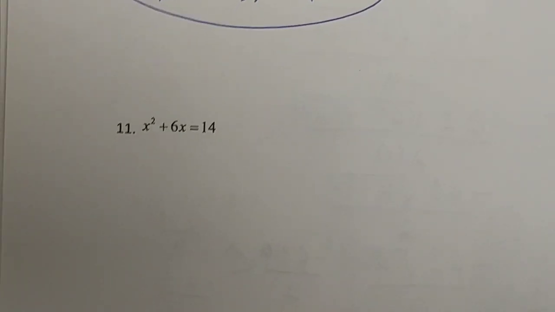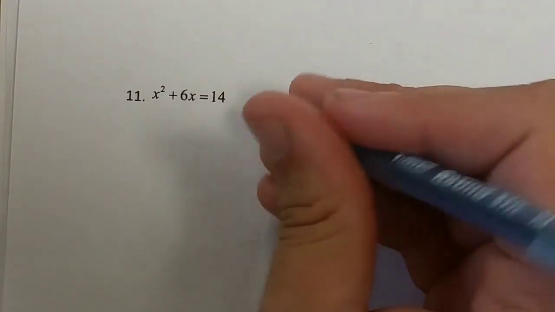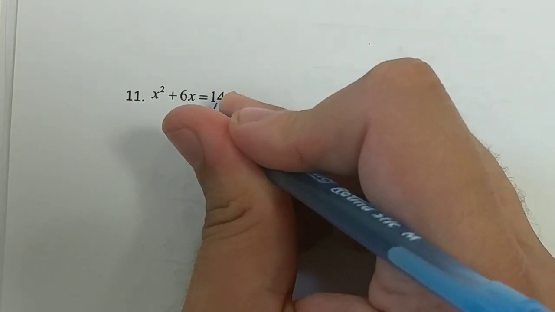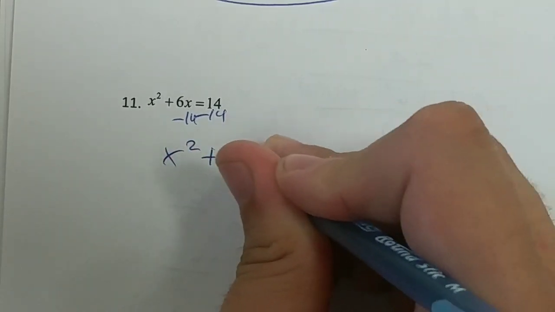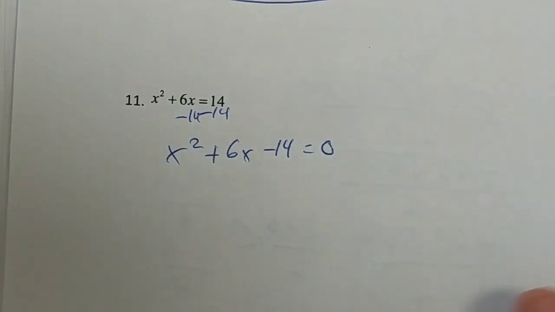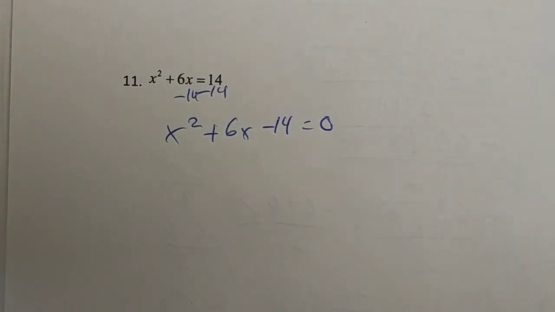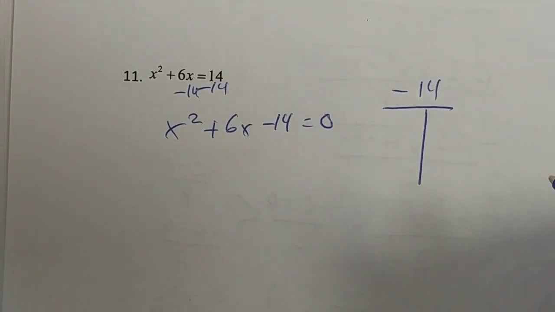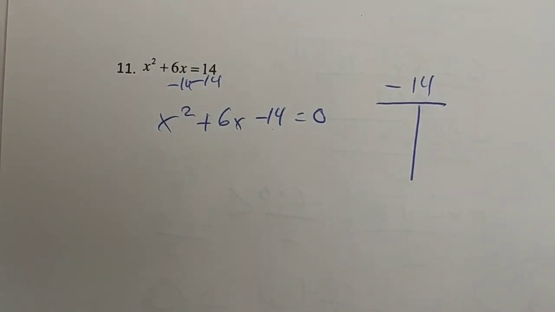Now, what's really important to know, guys, is that this is set up to be a complete the square, but I'm not forced to complete the square. What I'm going to do is subtract 14 on both sides. Make x squared plus 6x minus 14 equals 0. And I'm going to solve by factoring, because I feel like factoring is easier than the other two. Now, the problem with this is I don't think anything that multiplies to negative 14 adds to 6. This is going to be bad.